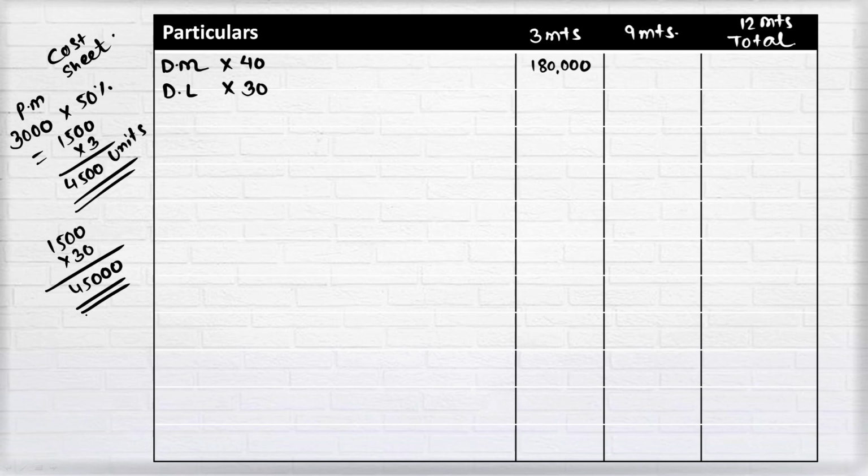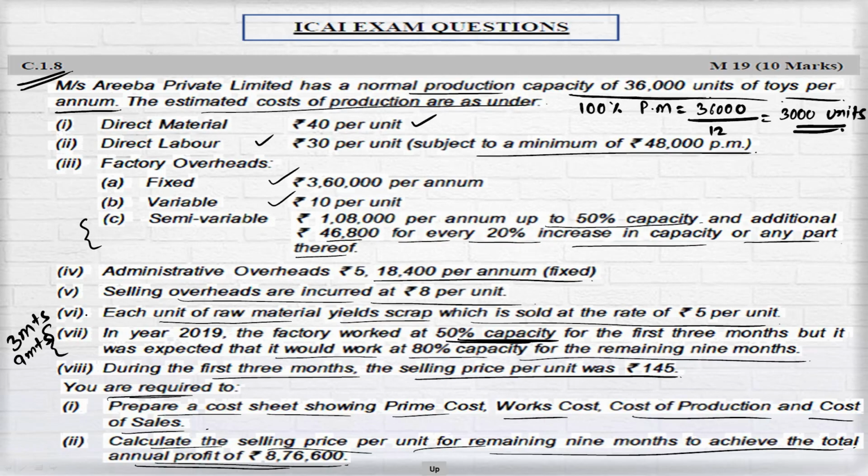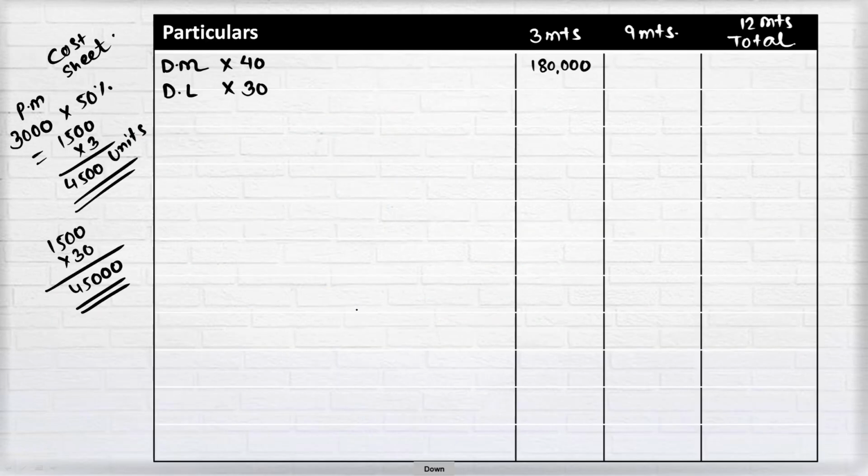Say only 2 units were manufactured. What would be the salary of labor? 60. But still we will pay them how much? 48,000. So this is how your labor is hired: 30 per unit subject to a minimum of 48,000 per month. Here the minimum amount is guaranteed.